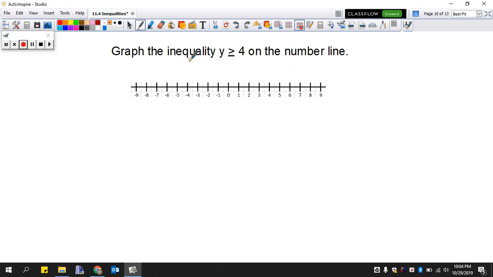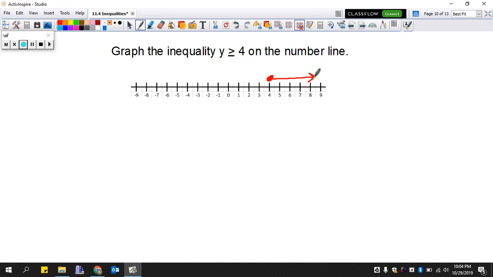This says greater than or equal to, it's got the little line underneath it, so that means it's going to be a solid line or solid circle at 4. So 4, and it's greater than or equal to, so we draw our arrow to the right.